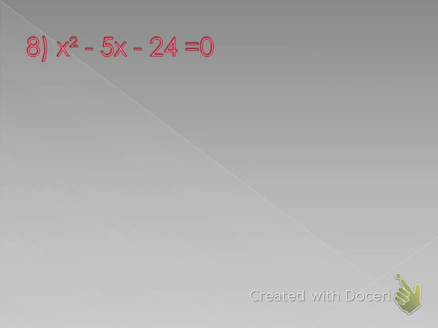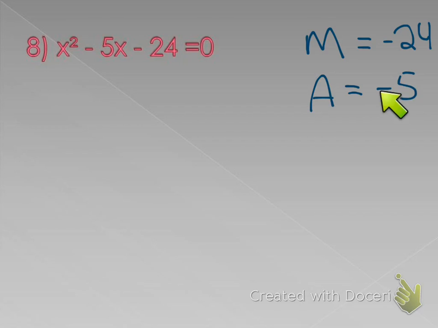All right, here's number 8. Give you a second to write it down. What's my M? Negative 24. What's my A? Negative 5. The way to multiply to a negative and add to a negative is you need one of each, and you want your larger one to be negative. You want more negatives than positives in your factors.